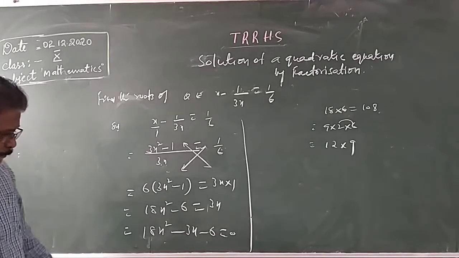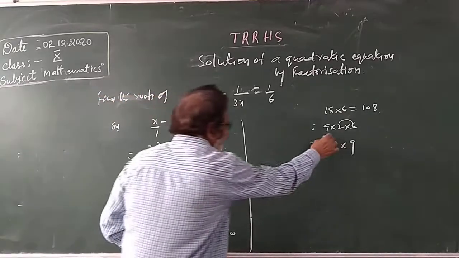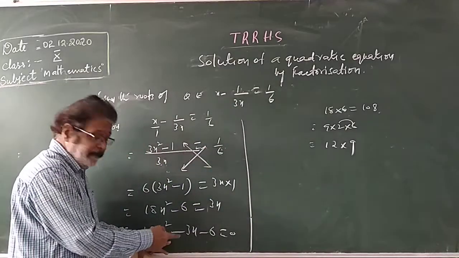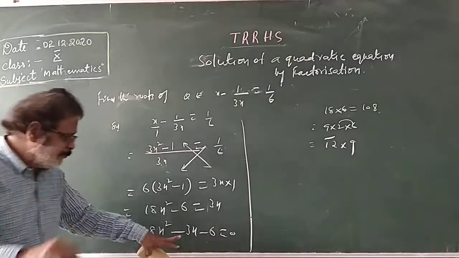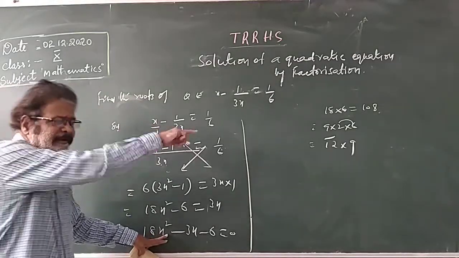Middle term sign is allotted to the greater factor. What is the middle term sign here? The middle term sign is minus. It should always be allotted to the greater factor. Whatever middle term sign is there, that should be allotted to the greater factor.